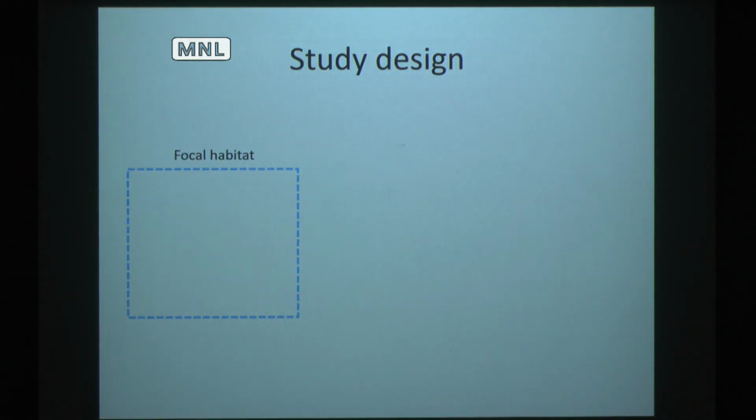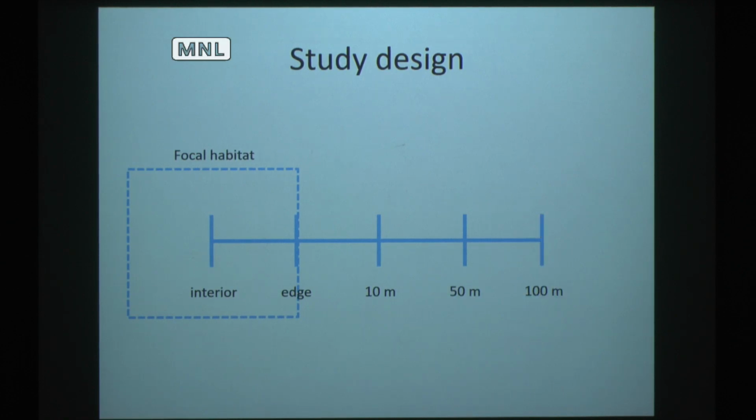So the survey designed to address these questions consisted of having each focal habitat, whether it was a farm or a natural macroalgal bed, and conducting experiments and surveys in the interior of these habitats, at the edge, at 10 meters, 50 meters, and 100 meters. Notice that this is not to scale, it's just to provide a visual representation.